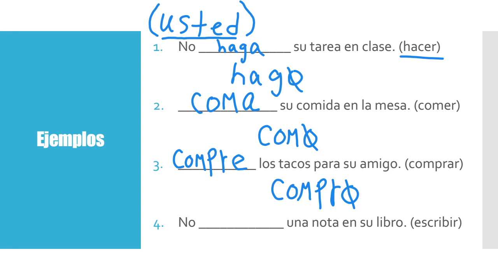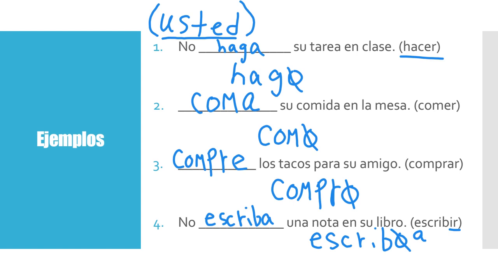Number 4, no escribir una nota en su libro. So don't write a note in your book, right? So escribir, first step, go to the yo form of the present tense, escribo. We get rid of the O. Since it was an IR verb, we're going to add an A there. So it ends up as no escriba. No escriba una nota en su libro. Don't you write a note in your book, all right?